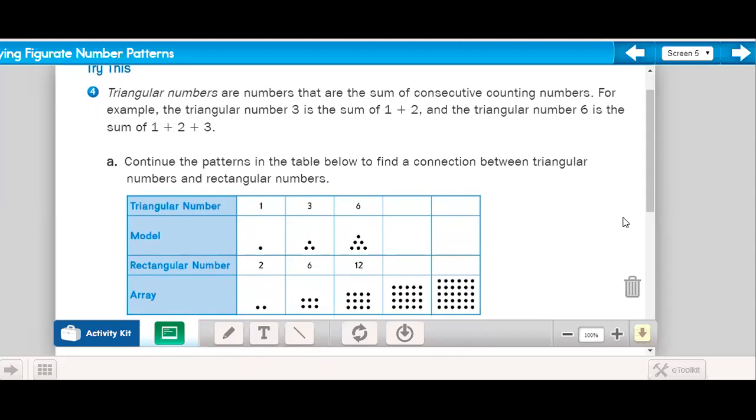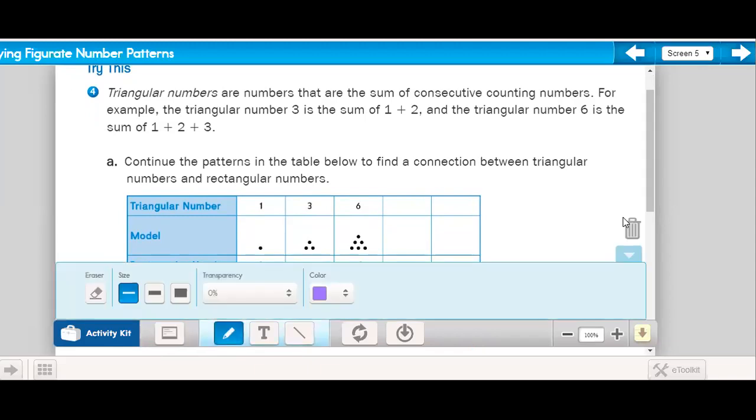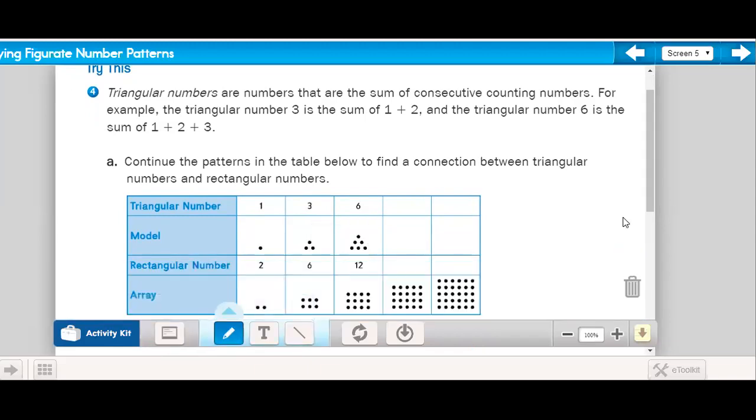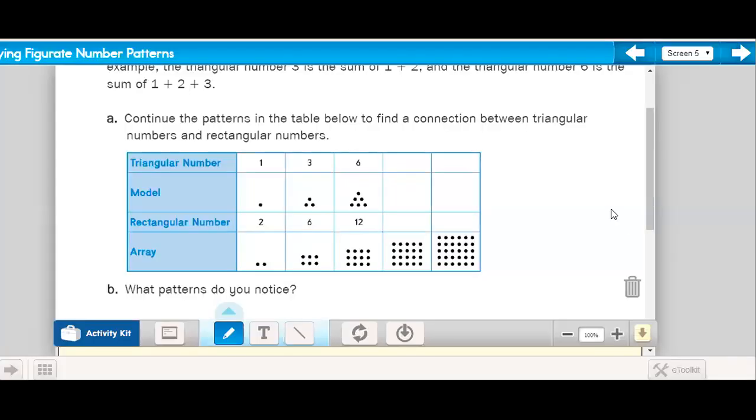So if we're looking down here at their example, this is 1, and then you go 1 plus 2 on those rows, because the bottom row there's 2 and the top is 1. So then you'd have 1, 2, and 3. Okay, so that's 6. So if you think about it, draw your dots.